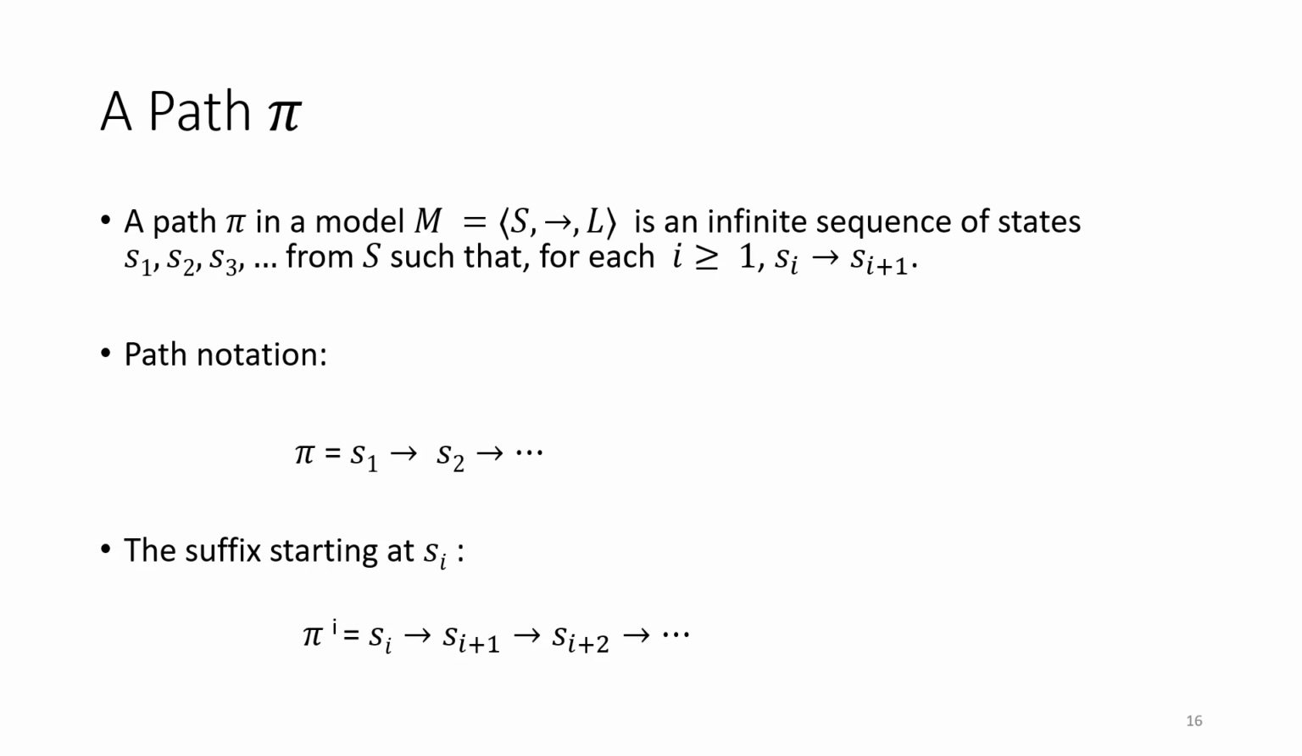Why is that still a path? It's an infinite sequence, yes. So it needs to be infinite. But if we cut off some finite number in the beginning, it's still infinite. If we cut off the first 5 elements, the remainder is still infinite. And every successor needs to respect the transition relation, which it did before we cut some stuff off, and it still does afterwards. So any suffix is again a path.